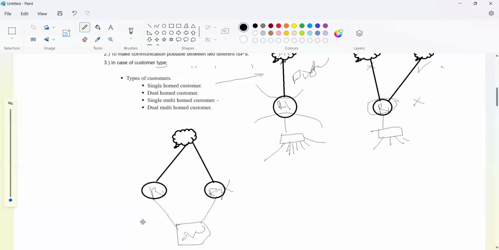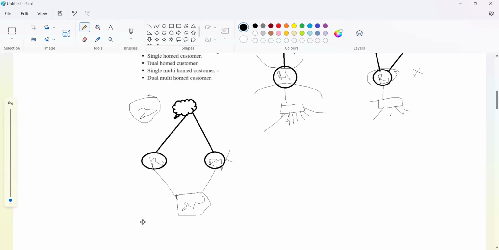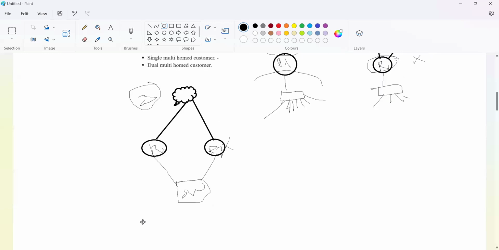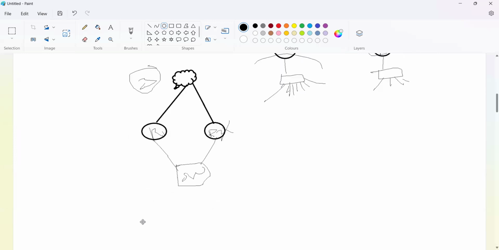Here, BGP is required. Again, here we need BGP for path manipulation, and we'll use FHRP routing protocols also, like HSRP, hot standby redundancy routing protocols. So this is the third method, this is the first method, this is the second method, and the fourth method is the dual multi-homed customer type. We have two customer types here.